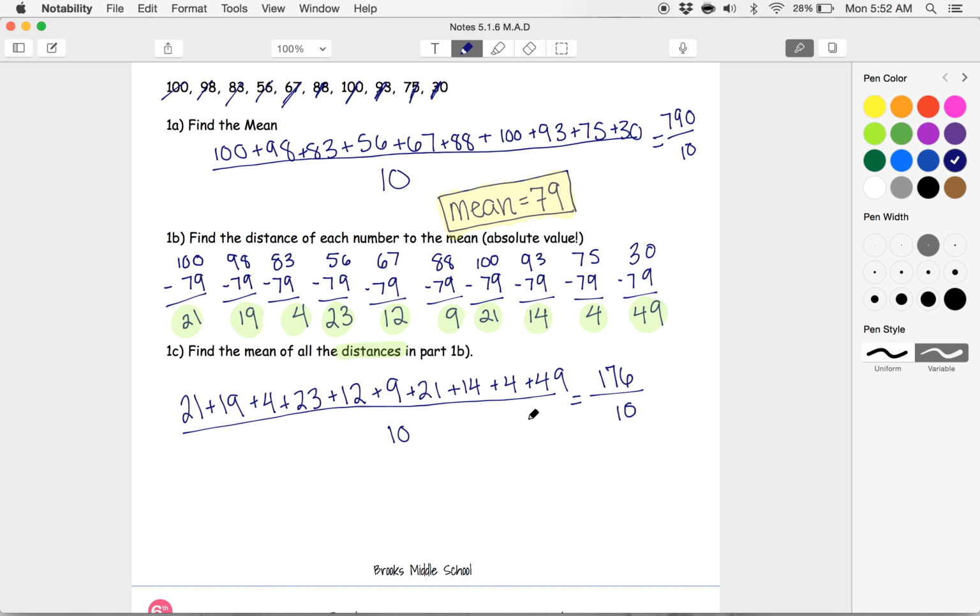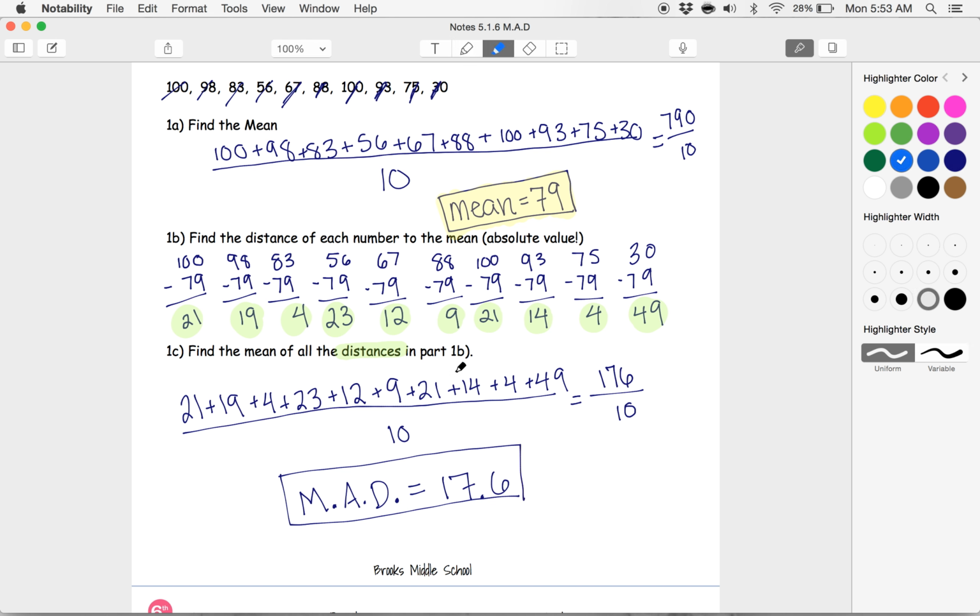So I cannot stress how important it is to double check, triple check, because this, out of all the processes you guys are going to learn in the statistics unit, is the one that kiddos can get messed up the most. Now, I double checked my sum and I did get 176 again. So 176 divided by 10 means that my MAD, mean absolute deviation, is equal to 17.6. So there's my answer for this first one.